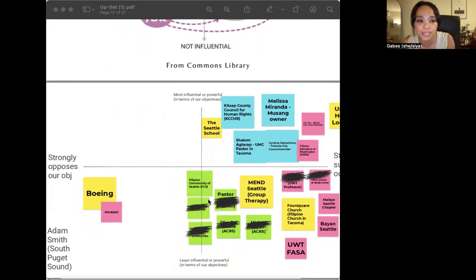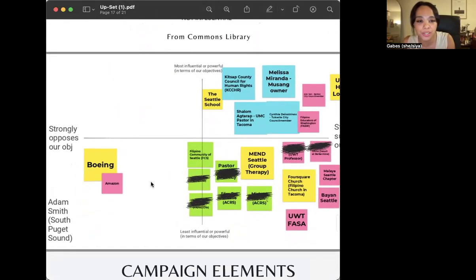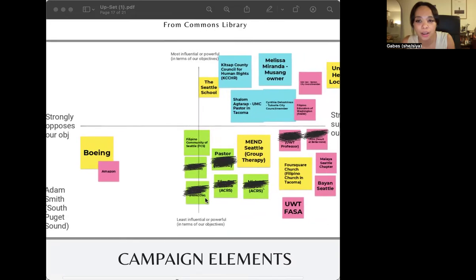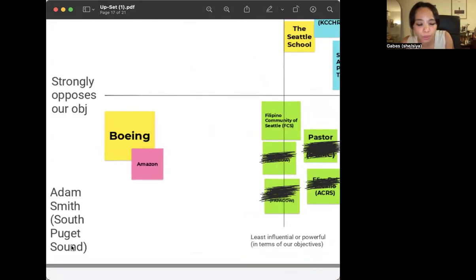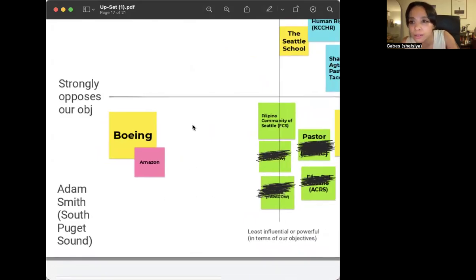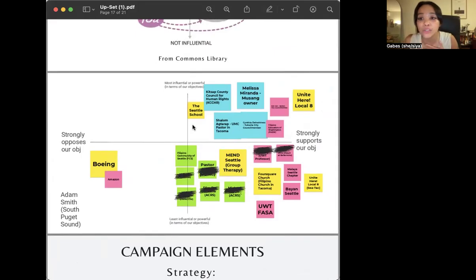This is an actual example of a power mapping exercise that we did for the Philippine Human Rights Act campaign. In this case, what does it say here? Oh yeah, our primary target was Adam Smith. The reason why we chose Adam Smith was because I lived in a zip code where I was a constituent of his, and as a congressman, he has to listen to my demands because I was his constituent. So those are things that you also have to consider. Like I have power over him, supposedly, because I am his constituent.